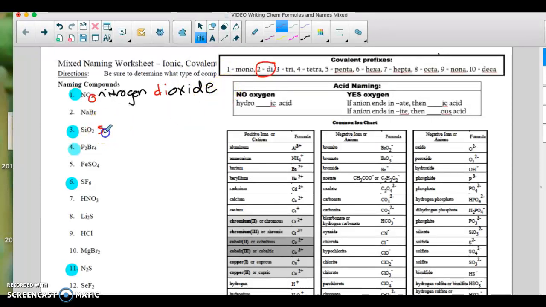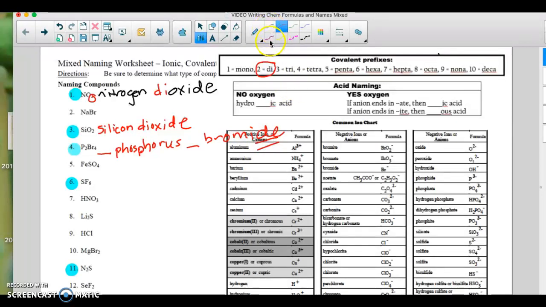Similarly, this one is just silicon. I don't change the name. And then dioxide. So the prefix is telling me how many of that element I have. So this one here, I'm going to want a prefix and then phosphorus. And notice I'm not changing the ending. And then I'm going to put a prefix and then brom. And that one I do change the ending.